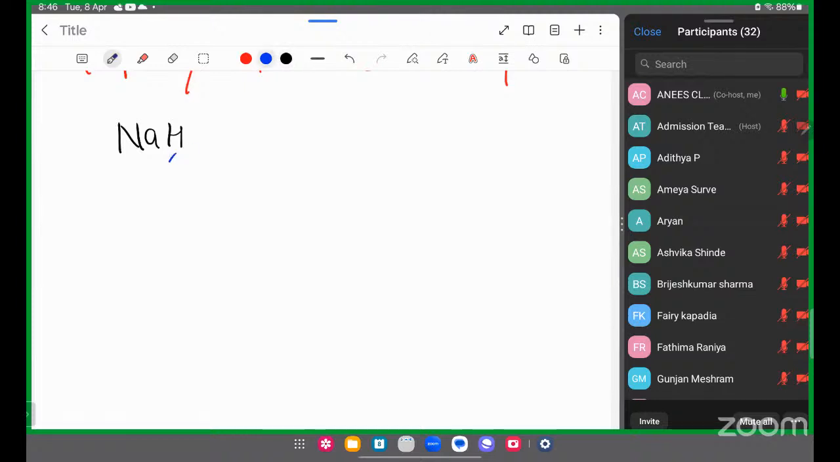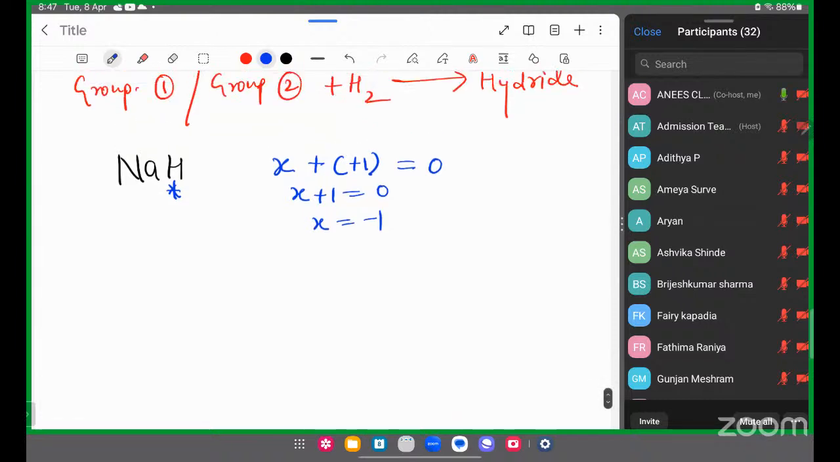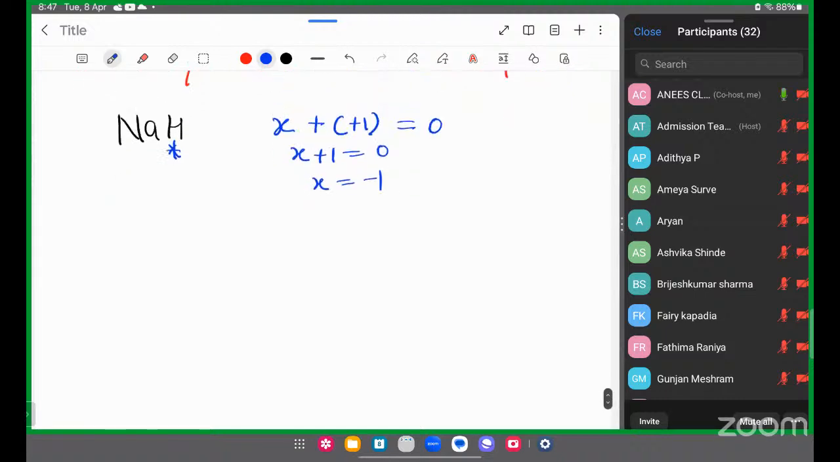In this case, if you want to know the oxidation state of hydrogen, how will you find it out? Let us consider the oxidation state of hydrogen as X, plus the oxidation state of sodium, which is +1, equals the net charge on the compound. There is no net charge, so this will be 0. X plus 1 equals 0, so X will be -1. So in all the hydrides, hydrogen will always have oxidation state -1. Are you getting it?